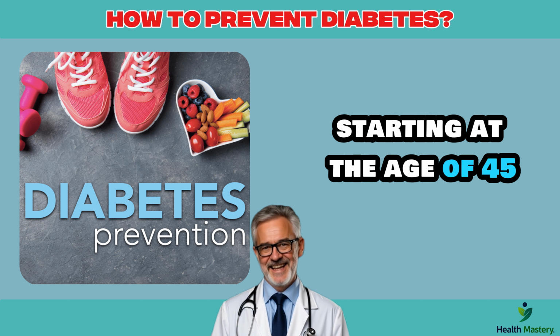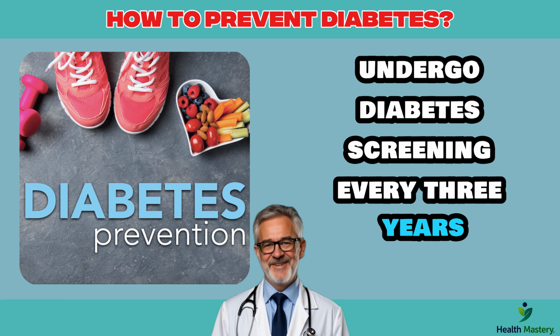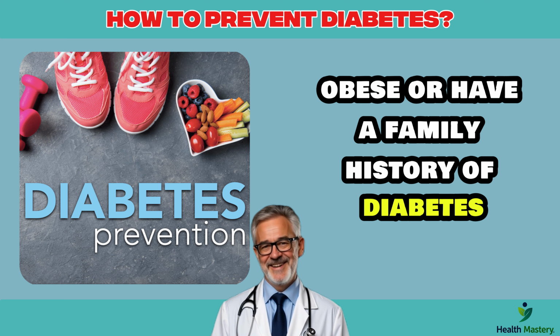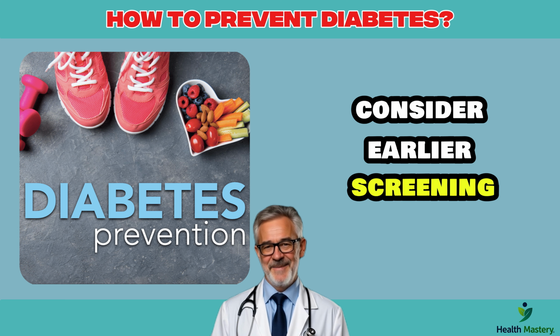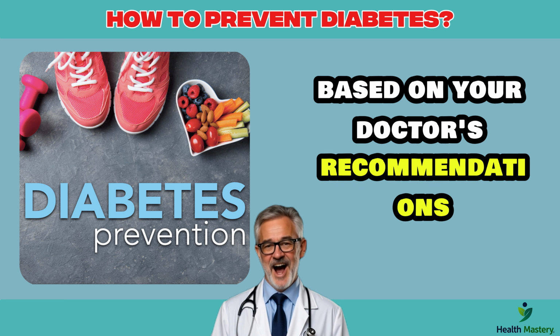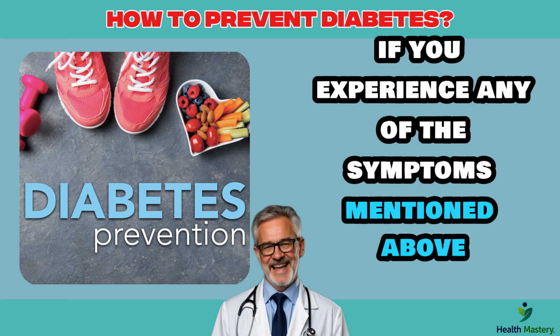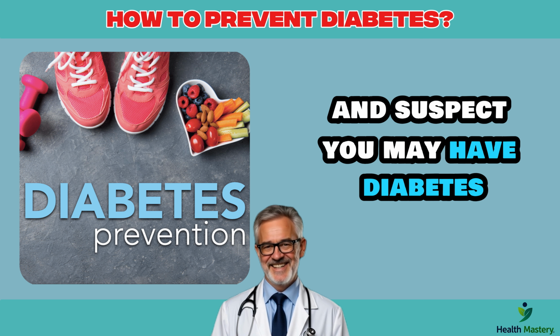Starting at the age of 45, undergo diabetes screening every 3 years. For individuals who are overweight, obese, or have a family history of diabetes, consider earlier screening based on your doctor's recommendations. In conclusion, if you experience any of the symptoms mentioned above and suspect you may have diabetes, it is best to visit a hospital for a checkup.